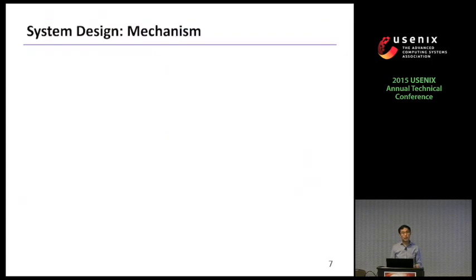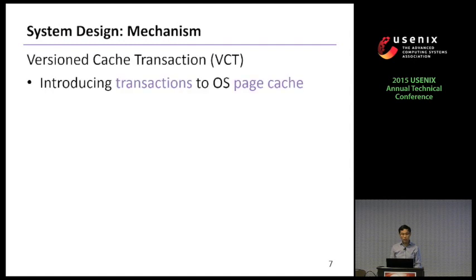Okay, so just now we discussed data loss. Another aspect of data reliability is consistency. Inconsistent state can cause errors and crashes, so we have to find a way to guarantee consistency even though we trade off durability. So we introduce transactions to the original OS page cache.